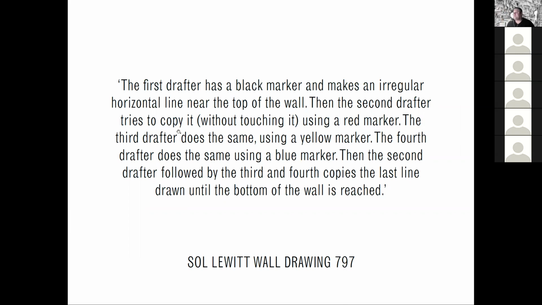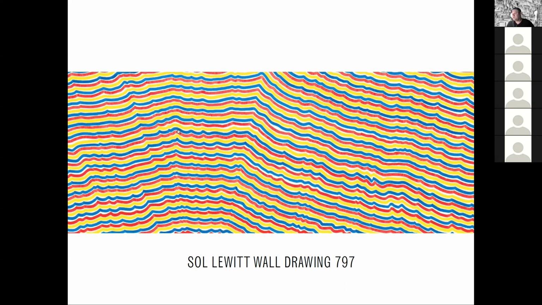Then the second drafter tries to copy it without touching it down below it using a red marker. The third drafter does the same using a yellow marker. The fourth drafter does the same using a blue marker. And the second drafter followed by the third and fourth copies the last line drawn until the bottom of the wall is reached. So this is like an offset command, and that's kind of what it looks like. Depending on what that top one was, everything sort of offsets from it.